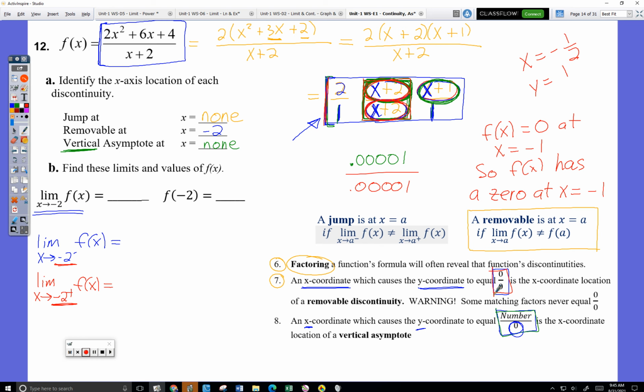When you plug in exactly -2, this is exactly 0 over 0. You plug in close to -2, that is now 1. Questions? Please.